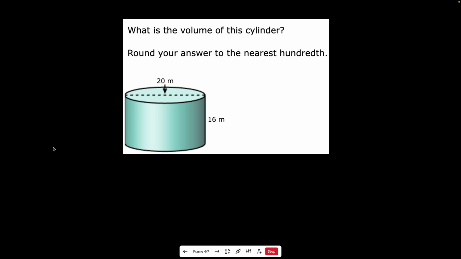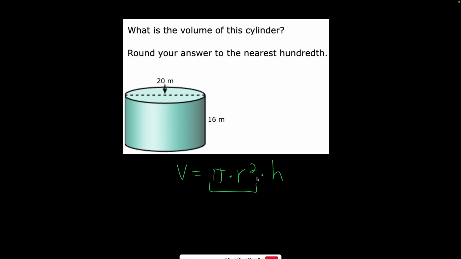Here we go. It says, what is the volume of this cylinder? Round your answer to the nearest hundredth. So volume is talking about how much can I fit on the inside of this cylinder. If I would fill it up with water or something like that, how much would I be able to put in? So there is a formula for the volume of a cylinder. It's volume equals pi times r squared times the height. This has to do with the circles, right, that you see on the top and the bottom. And then the height is obviously 16.